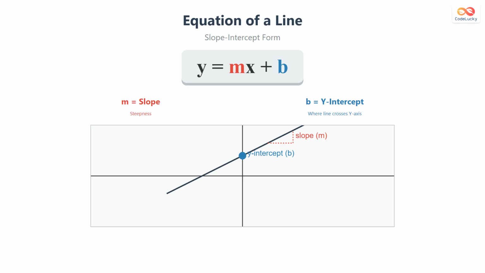We can describe an entire line using an algebraic equation. The most common form is the slope-intercept form. Y equals mx+b. Here, m represents the slope we just discussed, and b represents the y-intercept, which is the point where the line crosses the vertical y-axis.